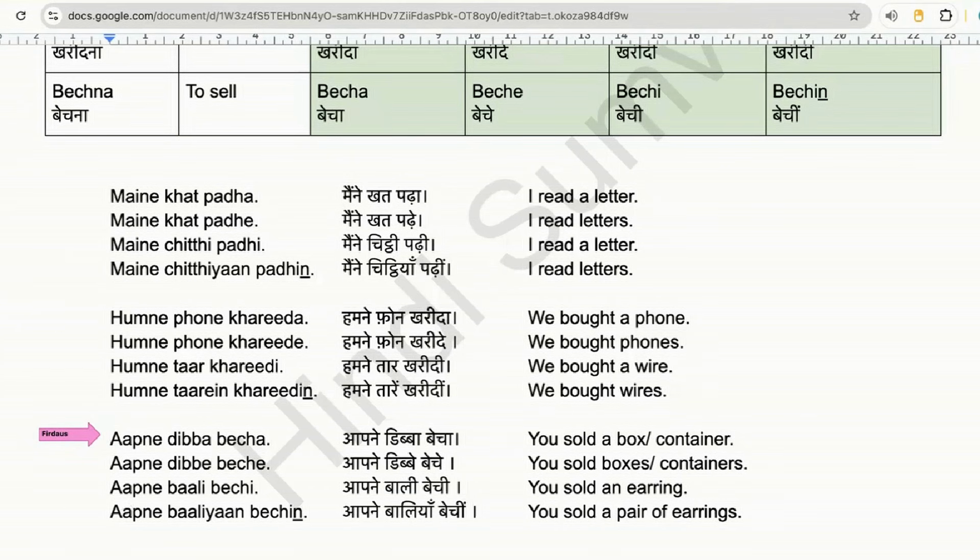Gender is very important. आपने a wall. डिब्बा बेचा. डिब्बा is a container. Singular masculine. आपने डिब्बा बेचा. You sold a box. आपने डिब्बे बेचे. You sold boxes. आपने बाली बेची. बाली is an earring. One. आपने बाली बेची. You sold an earring. आपने बालियां बेची. You sold a pair of earrings. So two. बाली, one in number. बालियां, two or more in number. बालियां बेची.